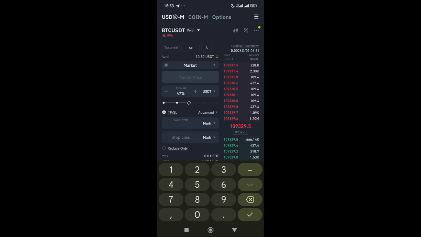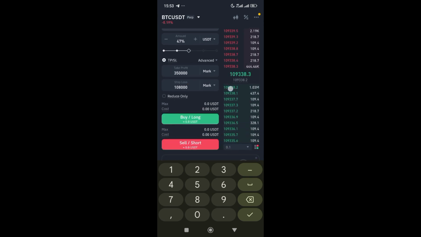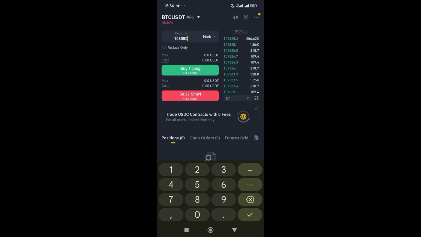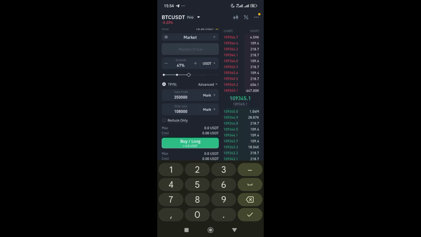Then in the stop loss, you just add, sorry, take profit. Let's leave it at 35. Then stop loss, let's leave it at 108. Okay, so if you want to execute the trade now, you either click on buying or selling, just choose one, and it's going to activate, and you're going to see open order.